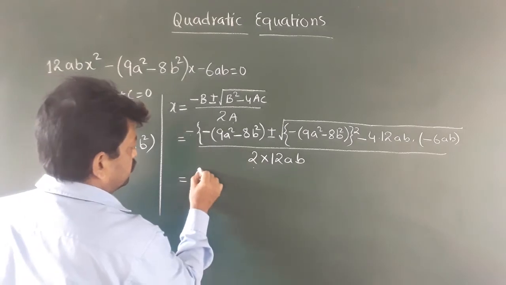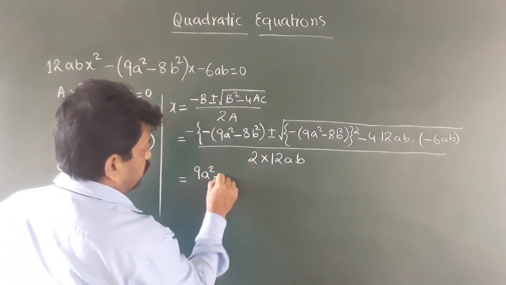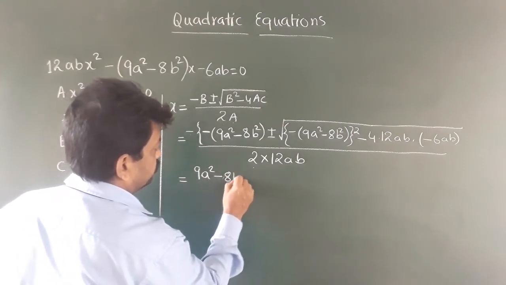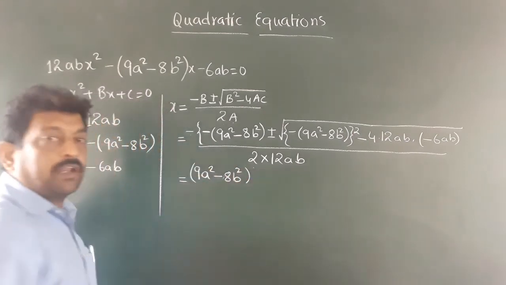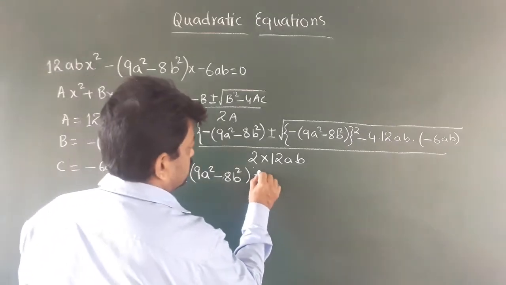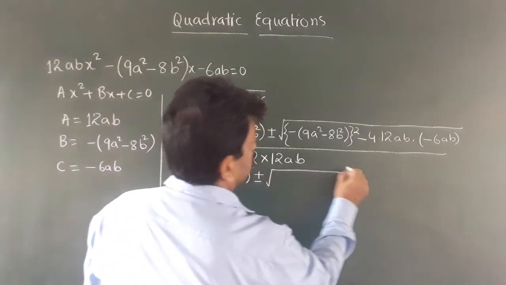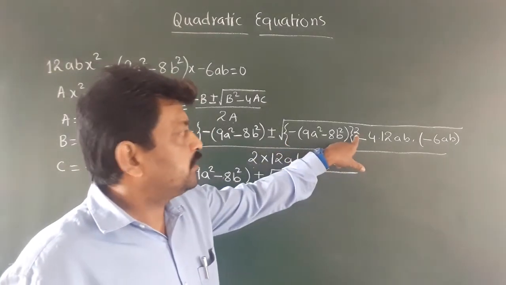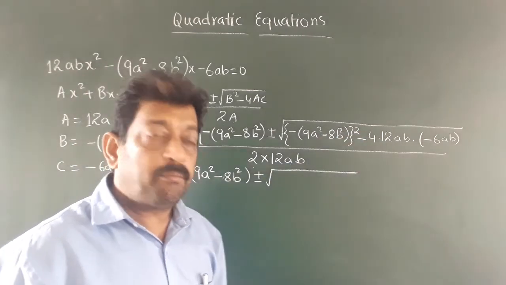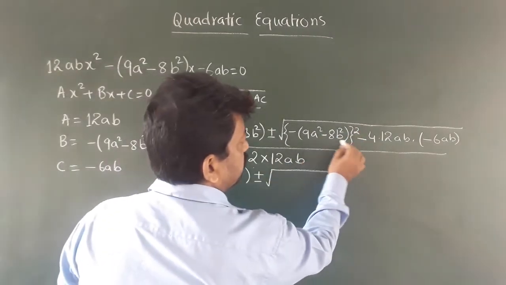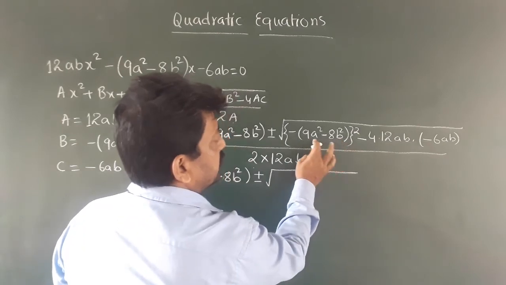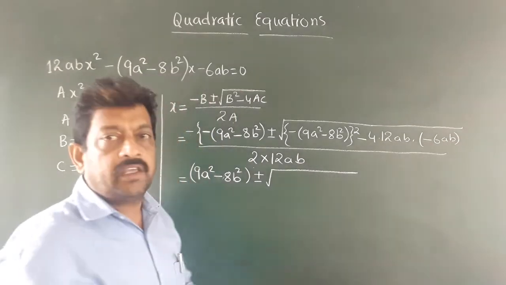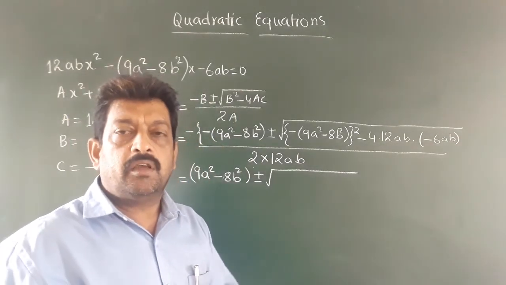Now let us simplify this. Minus minus makes plus, so it will become 9a square plus minus, this will be minus 8b square. Let me keep it inside the bracket. Plus minus root over b square. So here minus sign is there and square is there, so minus sign will become plus. This one will be treated as a minus b whole square. So we all know a minus b whole square is a square minus 2ab plus b square.